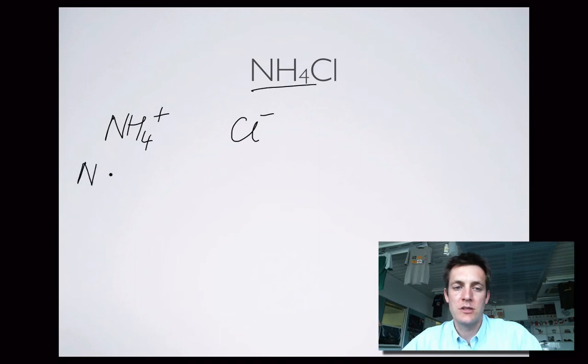Okay, so nitrogen is in group 5. Hydrogen, that's in group 1. But there's 4 of them here, and there's a +1 charge, so I've got to take 1 electron away, because this has lost electrons. So that gives me 8 electrons, or 4 pairs.